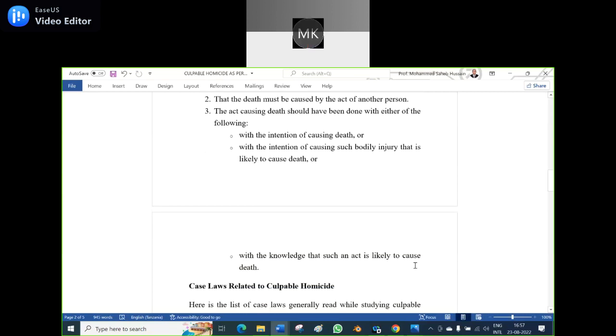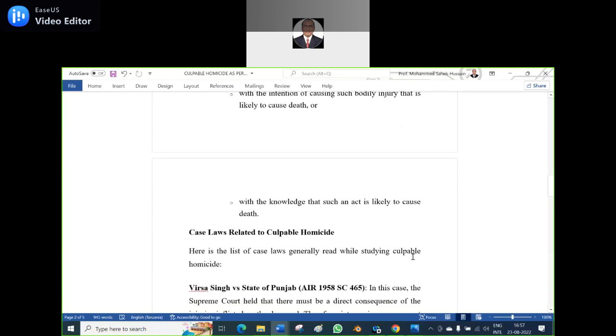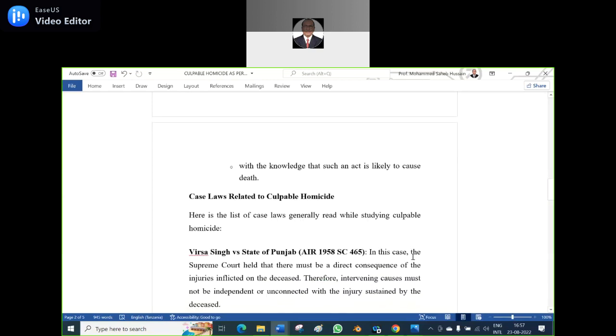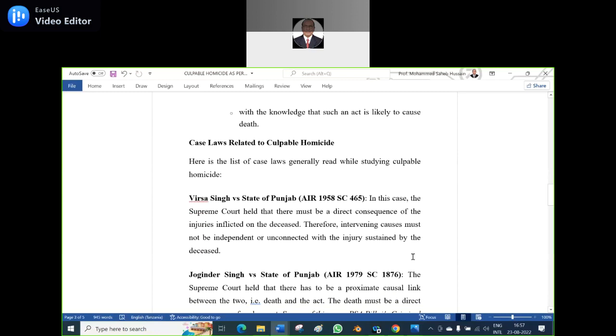Or with the knowledge that such an act is likely to cause death. So in all these cases, we can say culpable homicide, and it is not murder in the other way. Well, now let us see when it comes to murder. The case law related to culpable homicide: here is the list of case laws generally read while studying culpable homicide. Can you unmute and read the first case law, Virsa Singh case law?